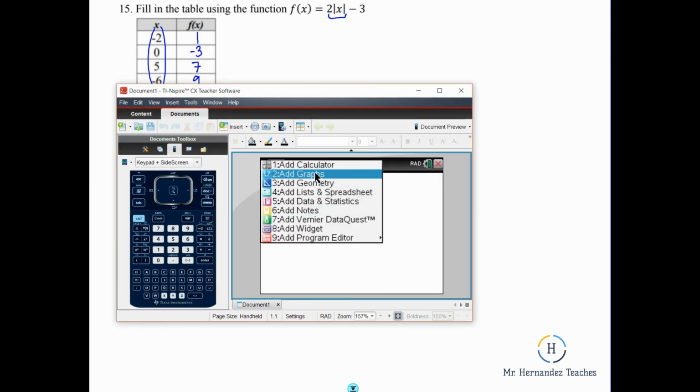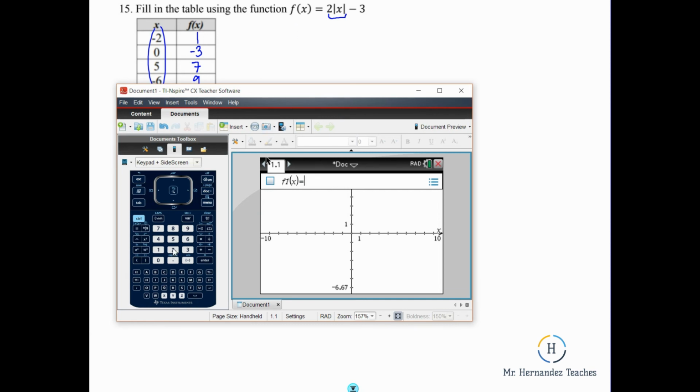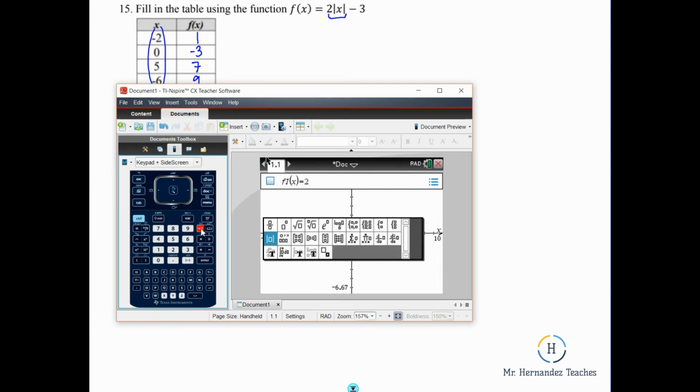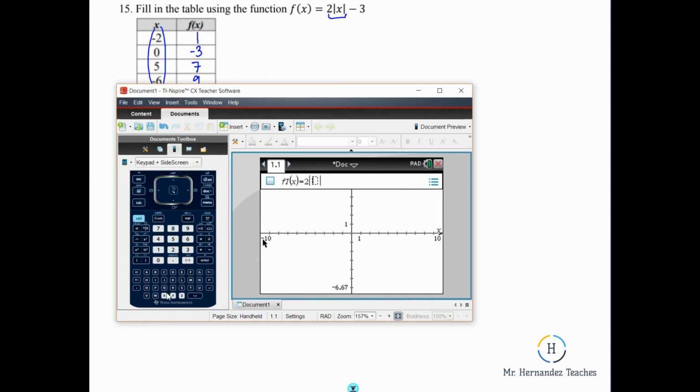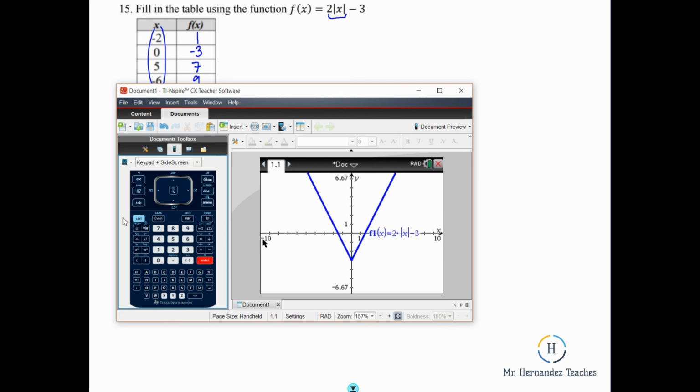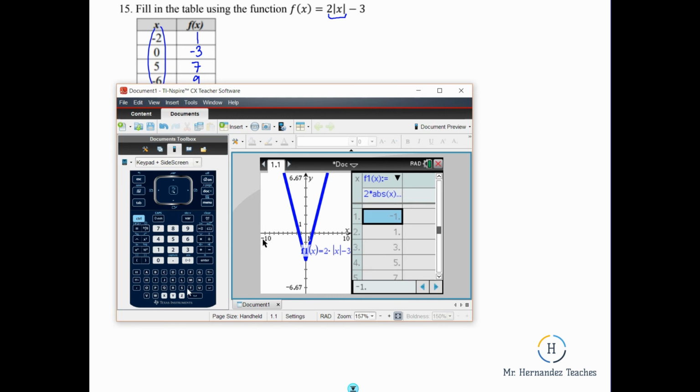And let me just add a graph. We're going to put in the function that we're given: 2 times the absolute value of x minus 3. And control T for that table.